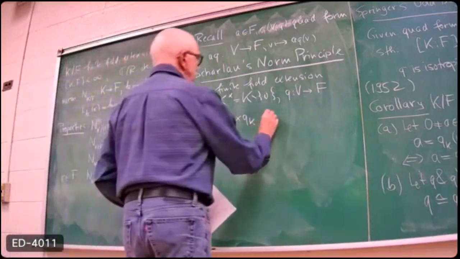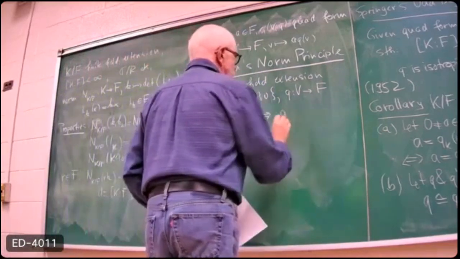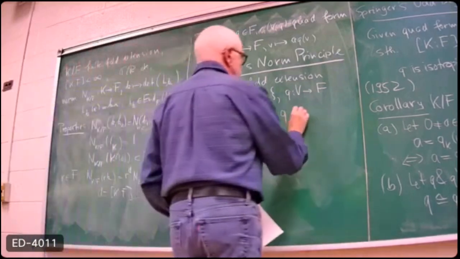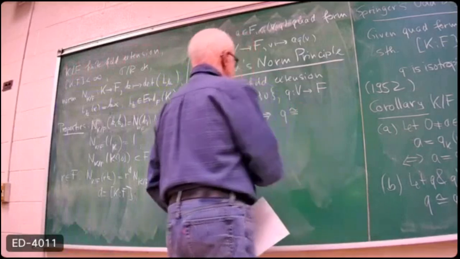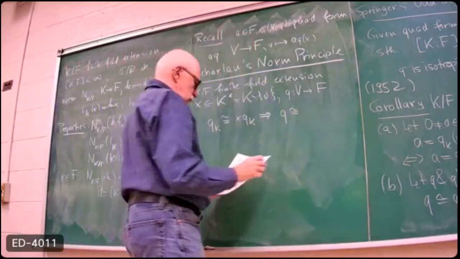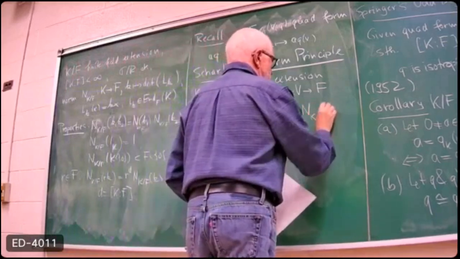But if this happens, then Q is already isometric to a scalar times Q, isometric to the norm.